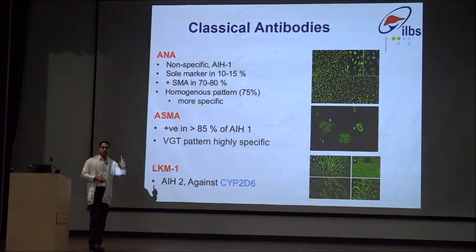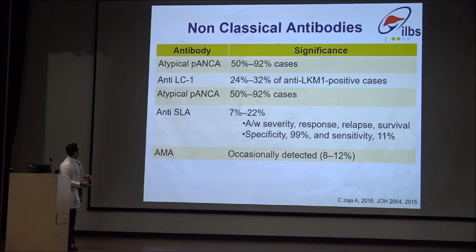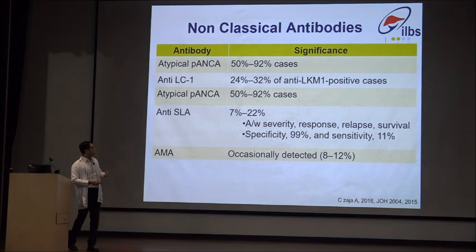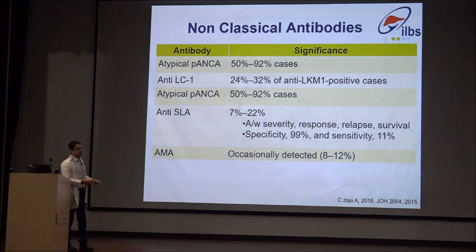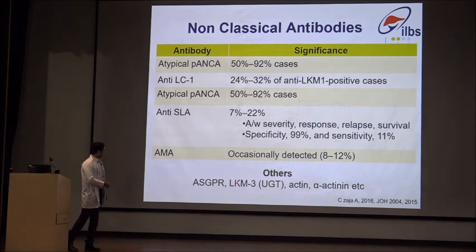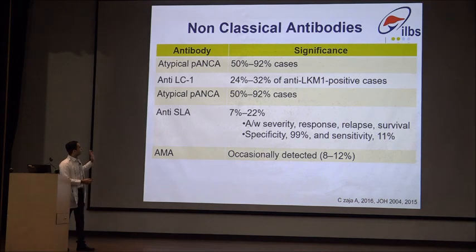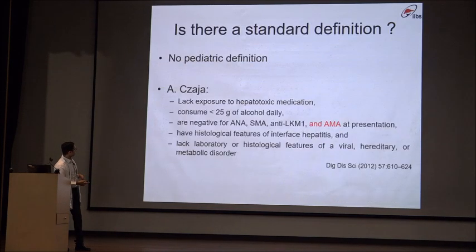These are the conventional ones that we use, ANA, SMA and LKM1. The non-classical antibodies which ideally should be screened in all are atypical P-ANCA, LC1, anti-SLA and AMAs. There are some other studies like asialoglycoprotein receptor, LKM1, actin, alpha-actinin, but most commonly what we go through are the first three, ANA, SMA, LKM1, and in our institute SLA and LC1 also.